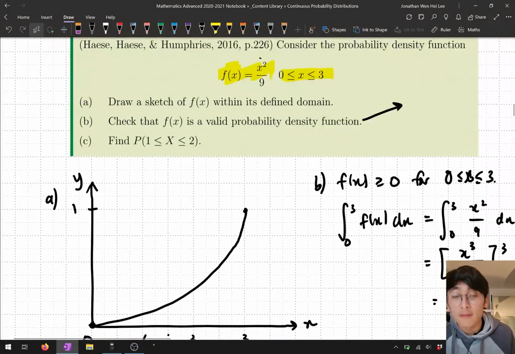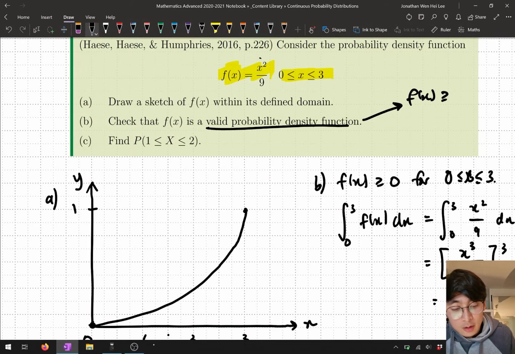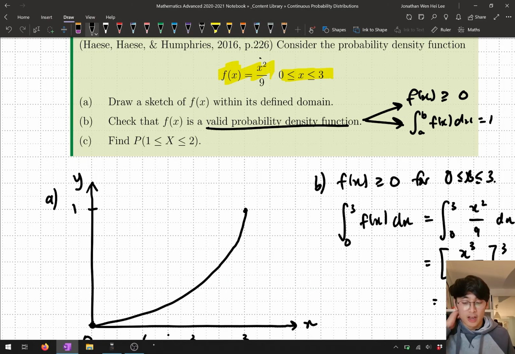If we want to check if something is a valid probability density function, we want to check that f of x is greater than or equal to 0 on our domain. And the other thing is we want to check that the integral on our domain is equal to 1. So those are two things we want to check here.